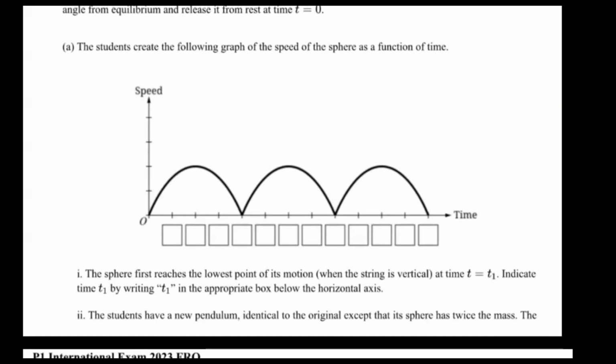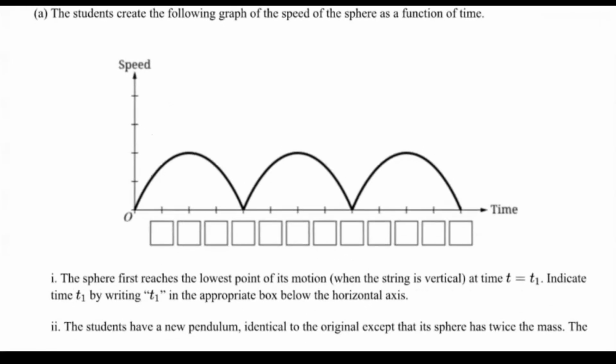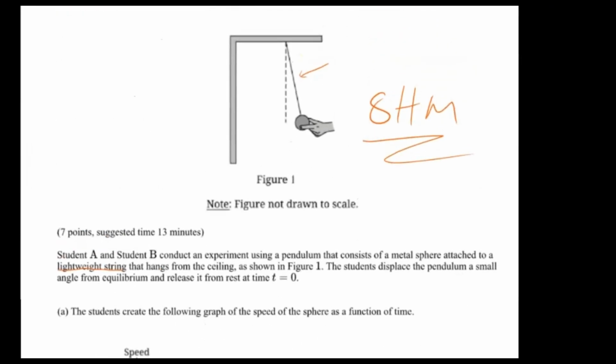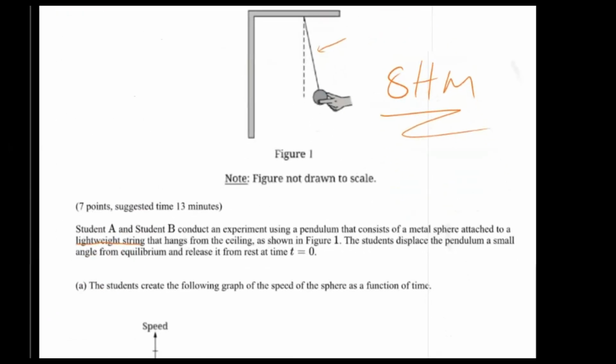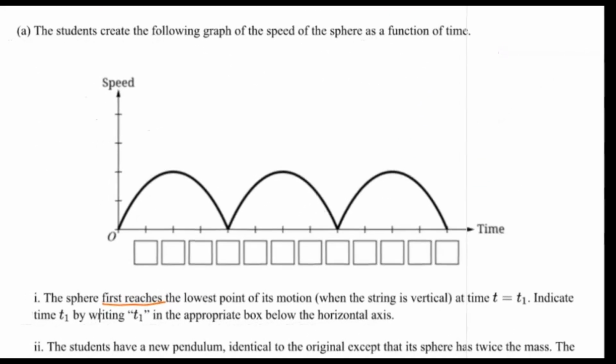So the students create the following graph of the speed of the sphere. The sphere first reaches the lowest point of its motion when the string is vertical at time t equals t1. Indicate time t1 by writing t1 in the appropriate box. Alright, so this is when it first reaches, right? And the thing about simple harmonic motion is that it is an oscillating pendulum, and so it's going to repeat its motion multiple times. And you can see that the peaks of each of these speed graphs is the same, right? It's the same level, and that's because of conservation of energy.